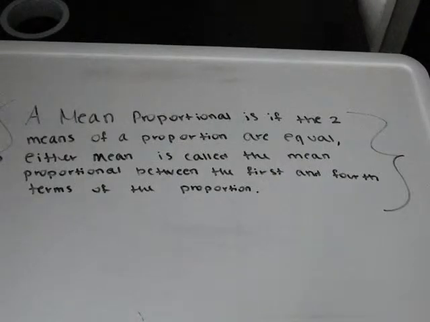The definition of a mean proportional is: if the two means of a proportion are equal, either mean is called the mean proportional between the first and fourth terms of the proportion.